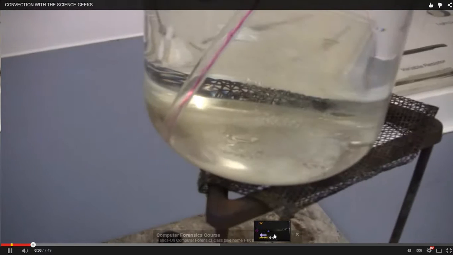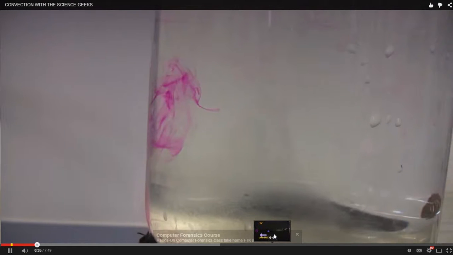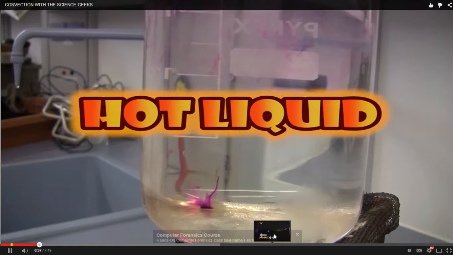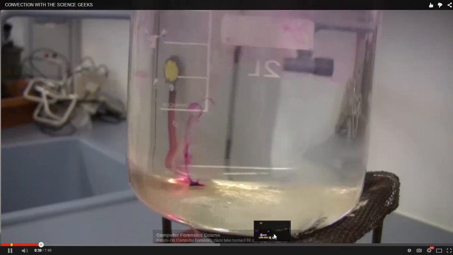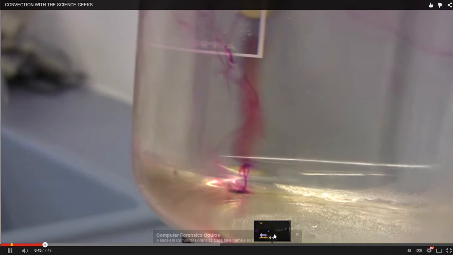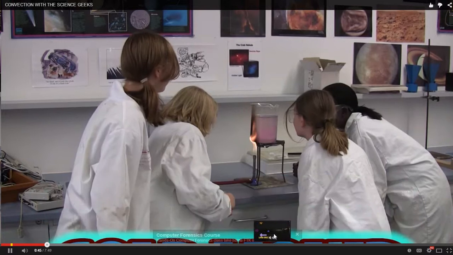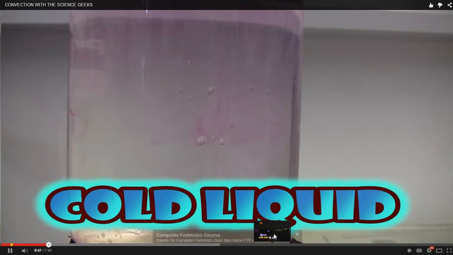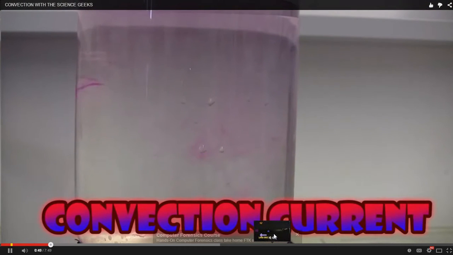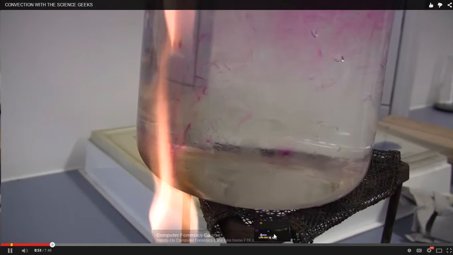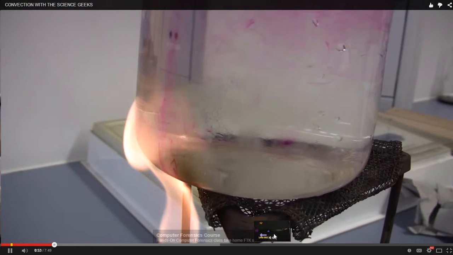We then started to heat the liquid, but just at one corner of the beaker. The hot liquid began to rise towards the surface. Cold liquid was drawn in to replace it. On reaching the surface, the hot liquid began to cool. This caused it to sink before it was drawn in to be heated again. A convection current had been formed. This eventually transferred heat from the flame throughout the whole volume of water in the beaker.